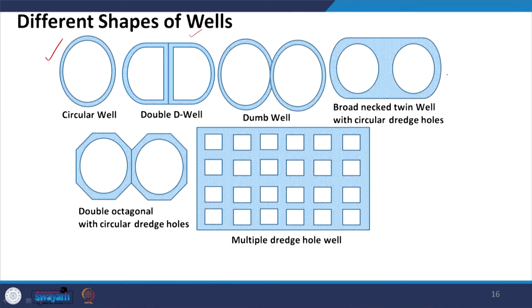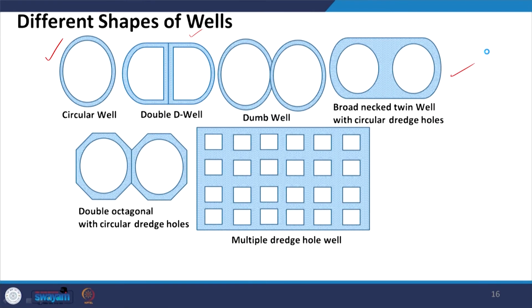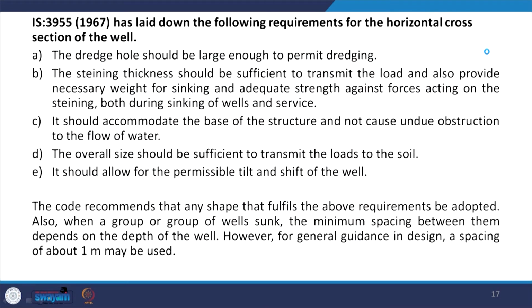So, as a result, to avoid the tilting, either the distance between the wells should be large enough, or if they are nearby, then it is better to connect them using some neck, which is shown in the last figure, like here, a broad necked twin well with circular dredge holes. Okay. So, this was about the different shapes of the wells.